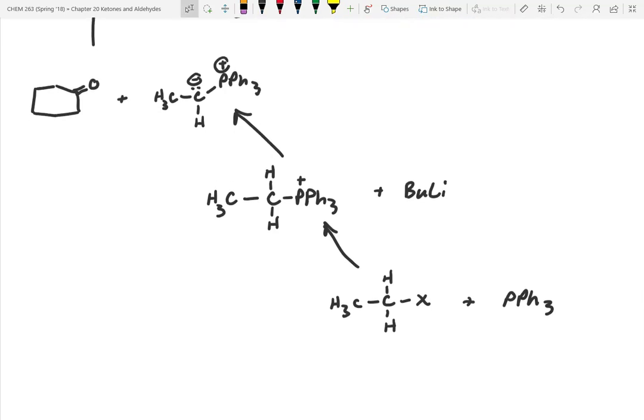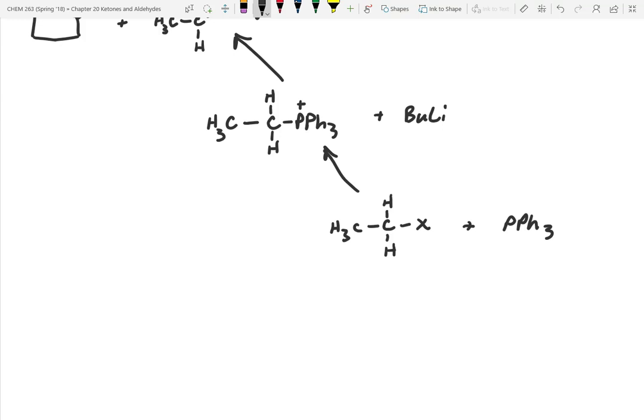However, we can't do that directly. We've got to start from an alcohol. So how can we make this from an alcohol? Substitution. Let's just pick a halogen. I'm quite fond of bromine. So how can we convert that alcohol to a bromine? PBr3.